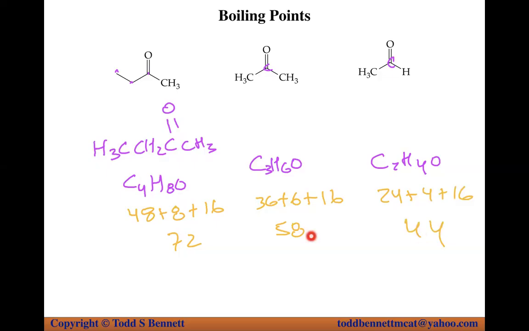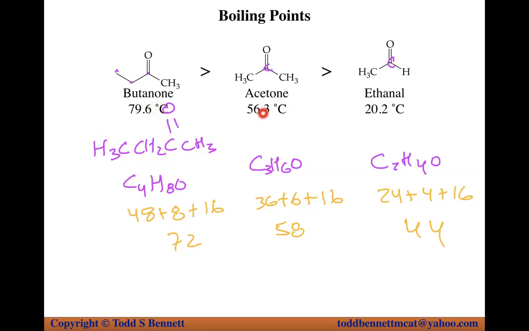So this is 14 higher and 14 higher, which makes sense. It's inserting a CH2 group. This one took away a CH2 group if you think about it that way. So heavier mass, same molecular forces, higher mass should be a higher boiling point. Sure enough. Butanone, around 80.